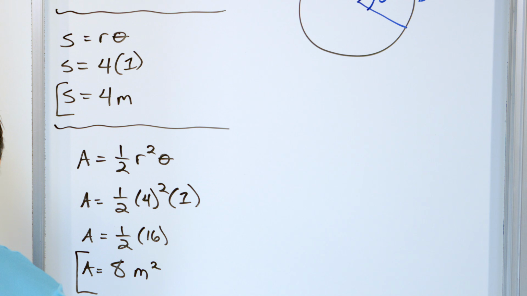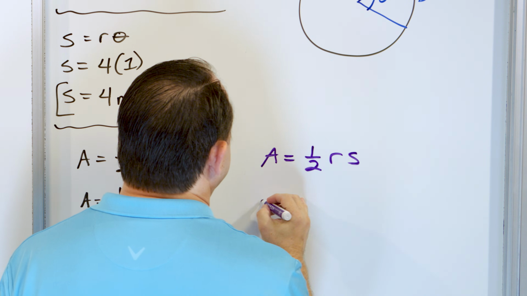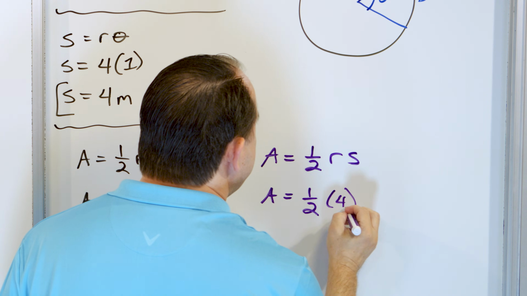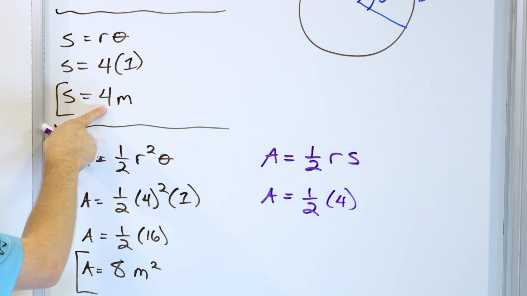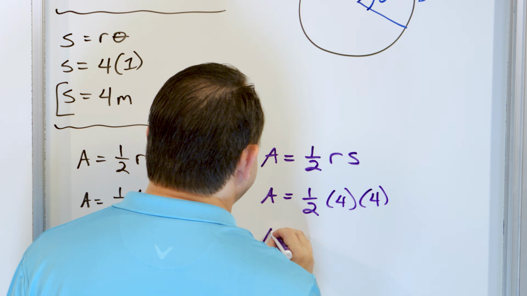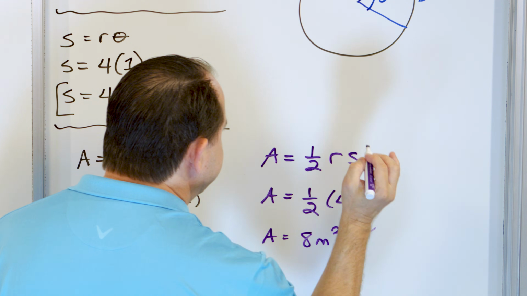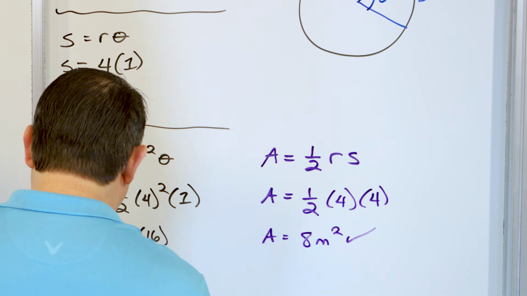Now, just to show you that it doesn't matter, instead of this equation, let's use 1/2 r times s. The area of this sector can also be 1/2 r times s. And what is the radius? The radius is 4. And what is the arc length? Well, it wasn't given to us in the problem statement, but we actually calculated the arc length before, so you can put that in there. 4 times 4 is 16, and 16 divided by 2 gives you 8, exactly the same number. So it surely doesn't matter which equation for the area you use, you are going to get the same answer each time.